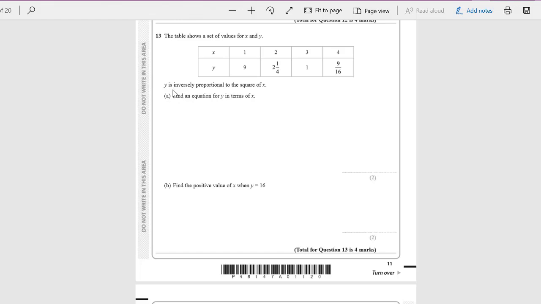So we know that y is inversely proportional to the square of x. We should recall that whenever something's inversely proportional, then we'll have this variable k over a value, and in this case it's the square of x. So y equals k over x squared.